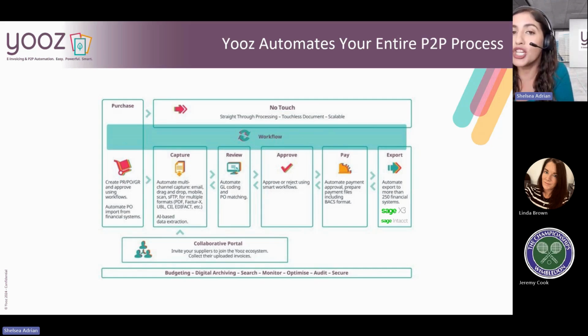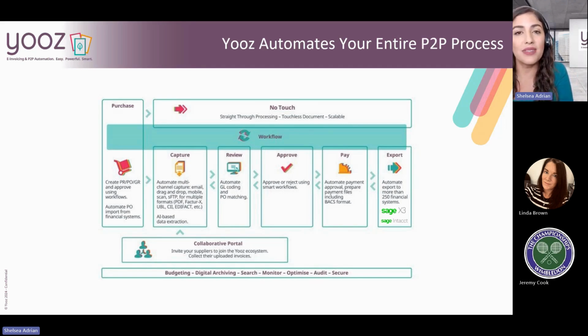With this built-in machine and deep learning process in Yooz, you can opt for Yooz to memorize your processes so you and your team can save time in the future, all the way to the setup of payment with a BAX file that can be created. And then once paid on your end, the automatic export of that information back into your Sage X3 or Intact solution. Now, keep in mind at the top, this is what all companies are really looking for today, which is to save as much time as possible.